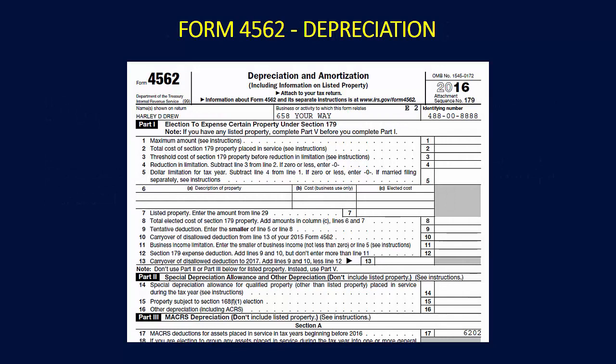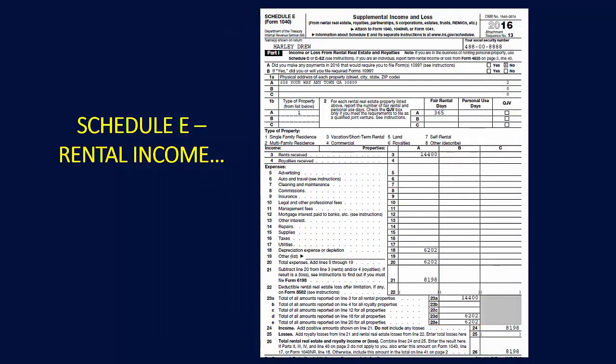So as we said, depreciation is typically reported on Form 4562. And here's the Form 4562 for Harley Drew's tax return, reporting the $6,202 in total depreciation that he gets to claim for his rental property. Here's his Schedule E, reporting his rental income and his expenses for the rental property. Now, of course, there would be more rental expenses involved if this were a true scenario, but in this particular case, we're just talking about depreciation.